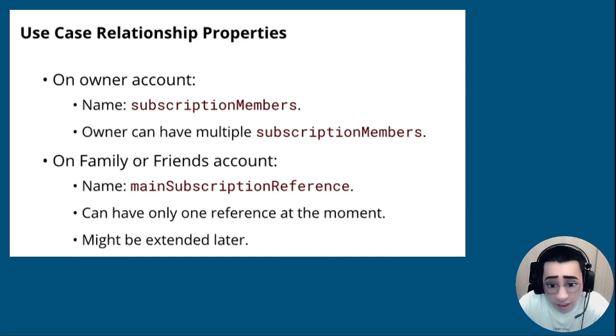On the family or friends account, we would have a property for the reverse relationship. If we look at a family member or friend, we want to know whose account they share, if any. We would create a property called main subscription reference, and there can only be one reference to begin with, which may be extended later.